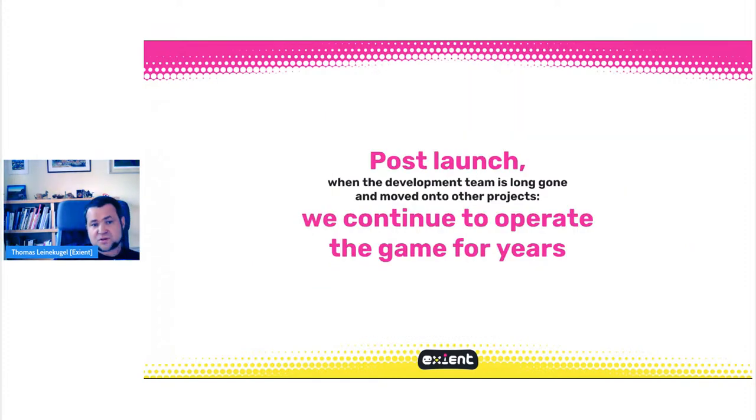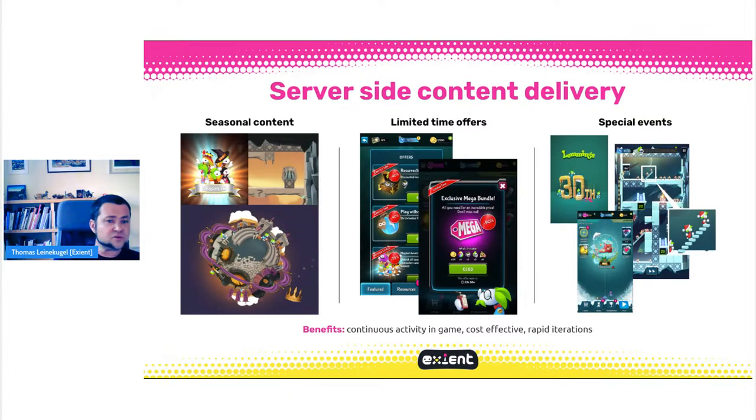Also, post-launch, we want to operate this game for years after, and the development team is long gone on other projects, and now it's entirely with the BizOps teams with Autonomy. And we wanted to continue to deliver new content to our players, so we're also using a server-side content delivery. To be honest, for historical reasons, this content delivery service is on Amazon. But now all the events and everything that we get back is also going through Firebase and back in Autonomy.